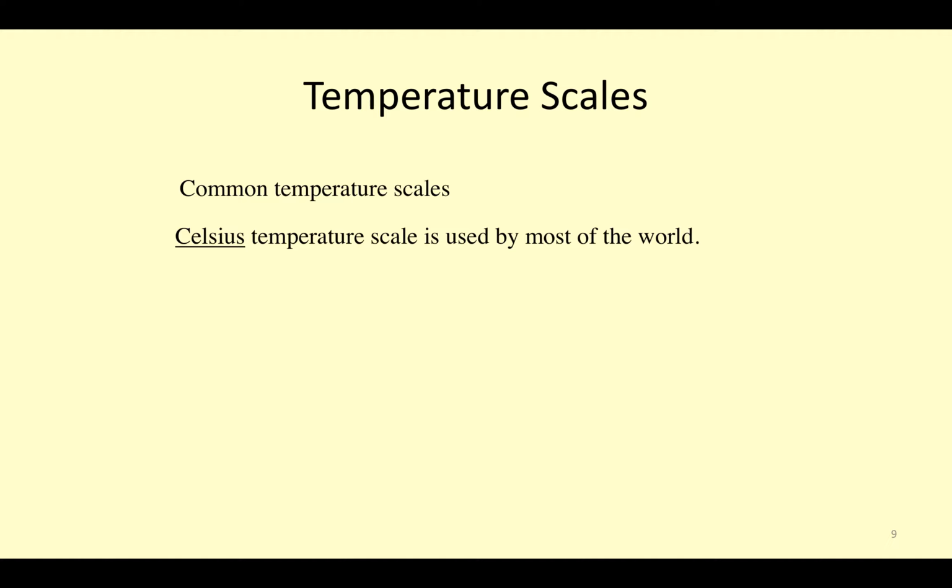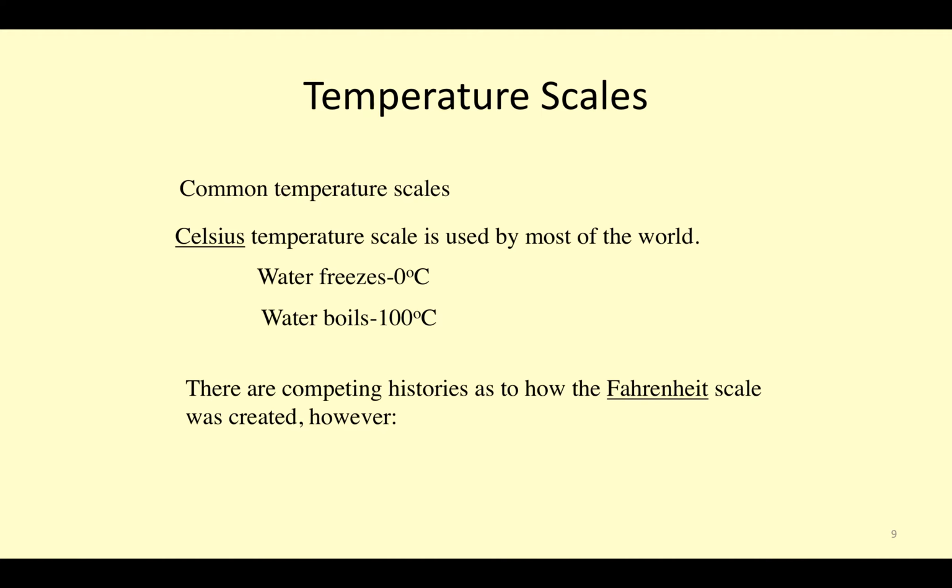All right. So Celsius is what's used most in the world. Water freezes at that. But there are competing theories on how the Fahrenheit scale was created. However, water freezes at 32 degrees Fahrenheit, and water boils at roughly 212 degrees Fahrenheit. Both of those depend upon pressure too. If you increase the pressure, temperatures rise. If you decrease the pressure, temperatures fall. So if you're up in the Rockies where there's less pressure, water actually boils around 208, maybe 206 degrees. It's funny like that.